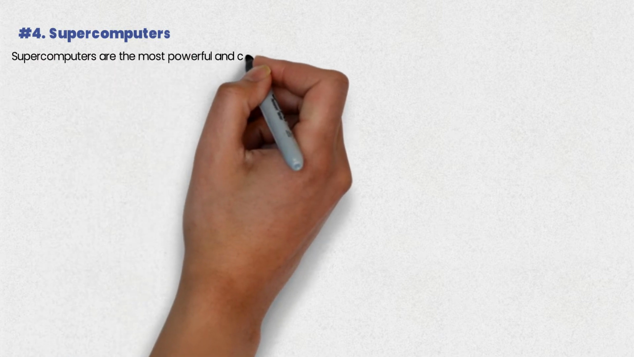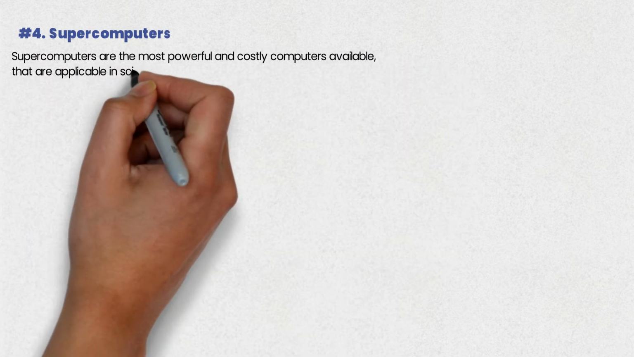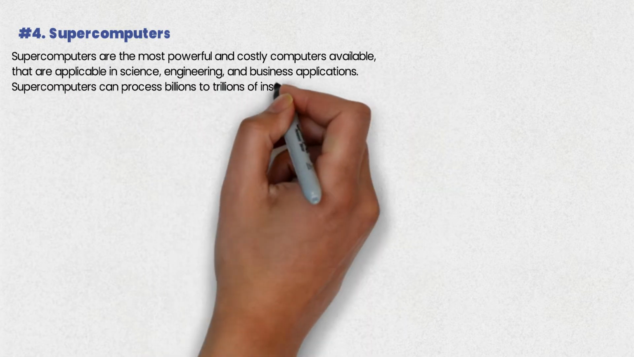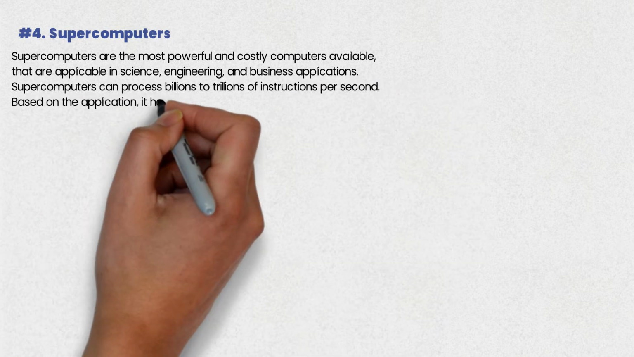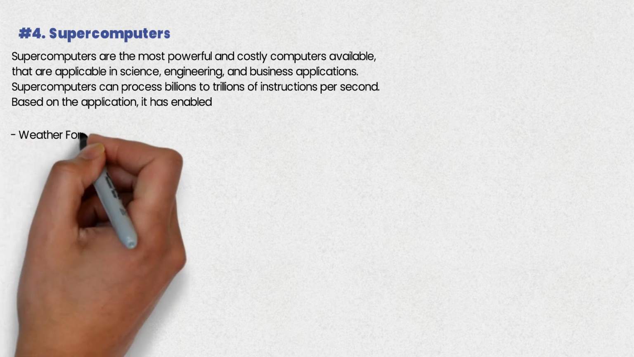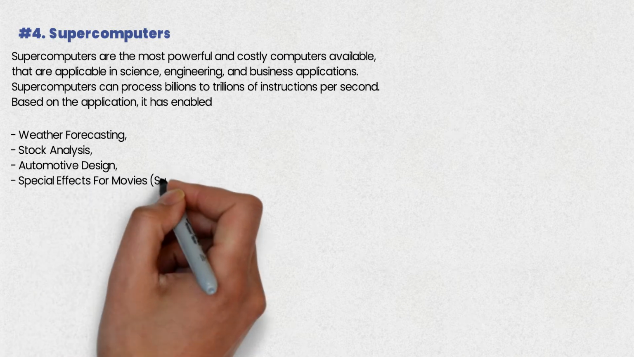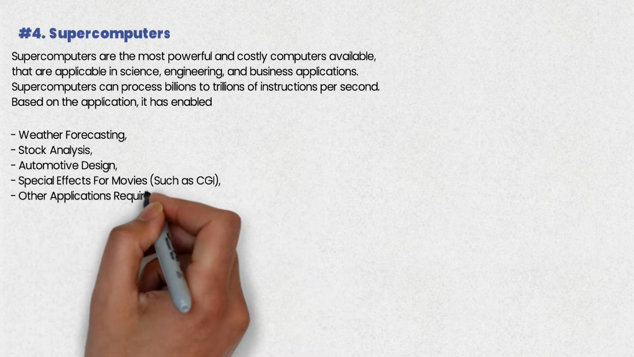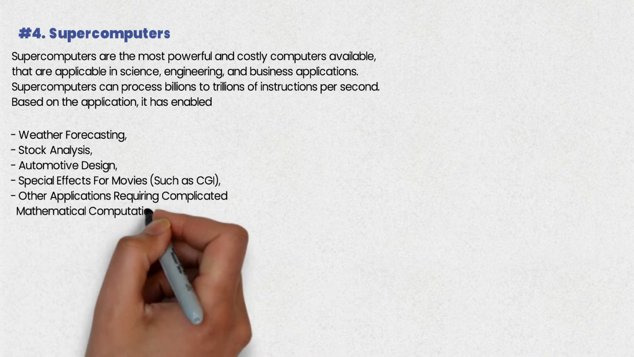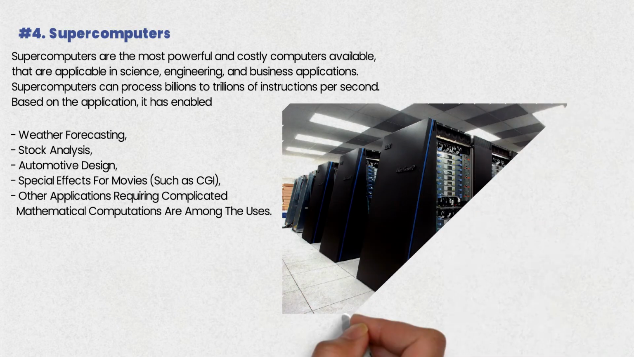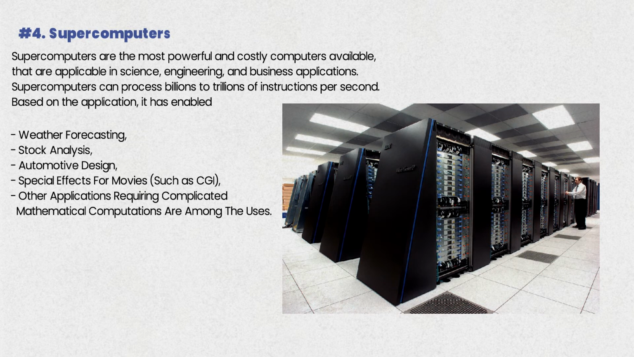Are you excited to learn about the most amazing creation? It is the supercomputers. Well, supercomputers are the most powerful and costly computers available that are applicable in science, engineering, and business applications. Supercomputers can process billions to trillions of instructions per second. Based on the application, it has enabled weather forecasting throughout the world, stock analysis, automotive design, special effects for movies, and other applications requiring complicated mathematical computations are among the uses. The key points that distinguish supercomputers are the high computational speed, a larger storage capacity, quicker primary memory, and faster secondary storage.